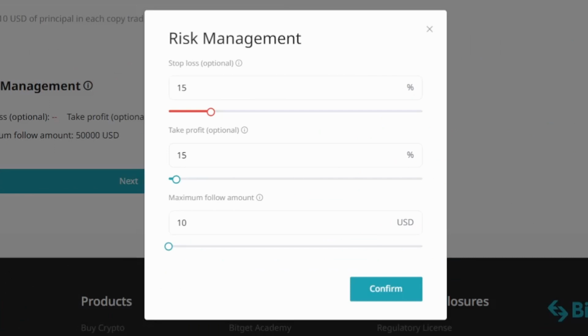Now, I know that probably sounded a bit confusing, as it was confusing for me to even try to explain, but just keep in mind you want to keep this number very, very low. And that's why I say if you only are wanting to risk, say, $10 on trades, I would leave this at something similar to that, right around $10. Then go ahead and click confirm.